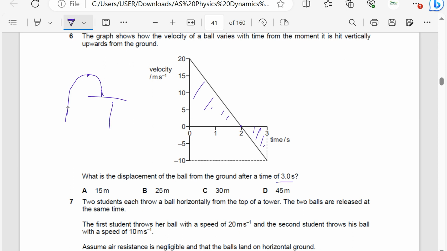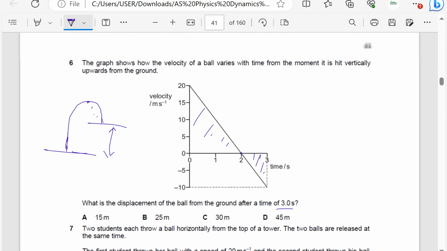So we want this distance here. Because if it leaves from the ground, it is not reaching the same level because the areas are not the same. So we shall just find the difference, and that will be the displacement. The displacement to the maximum height is going to be a half times 2 times 20, that is the area under the graph.